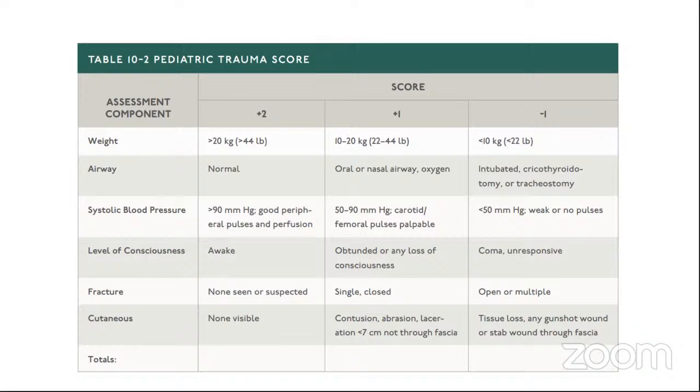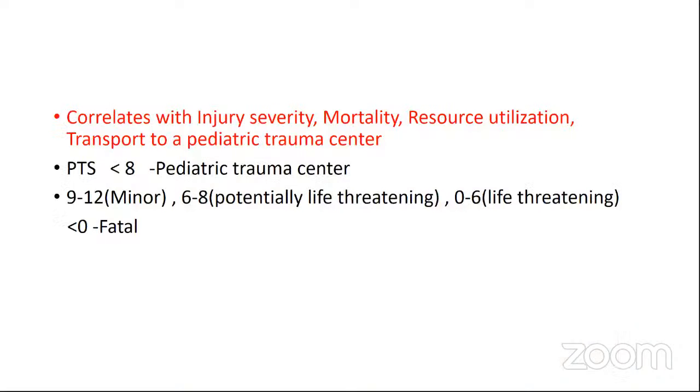If the child is less than 10 kg, or intubated, or a surgical airway has been put in, or systolic blood pressure is less than 50, or the child is in coma, or there is an open or multiple fracture, or any tissue loss or penetrating injury, we take a score of -1. This is how we calculate the pediatric trauma score.